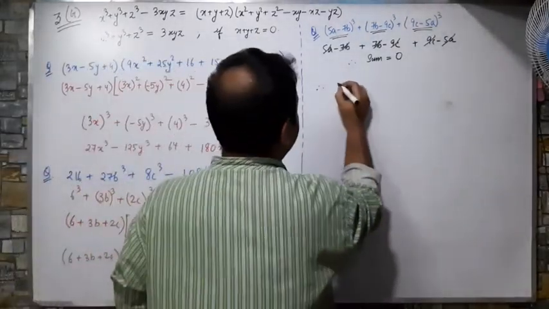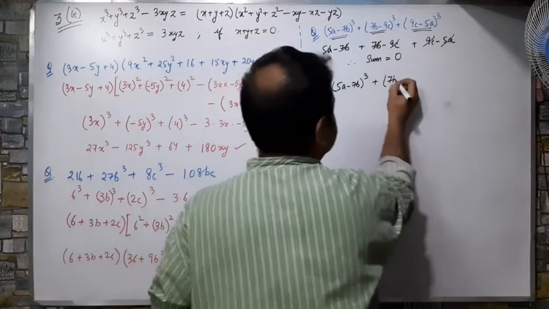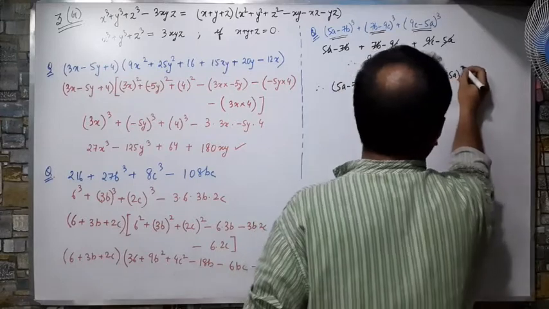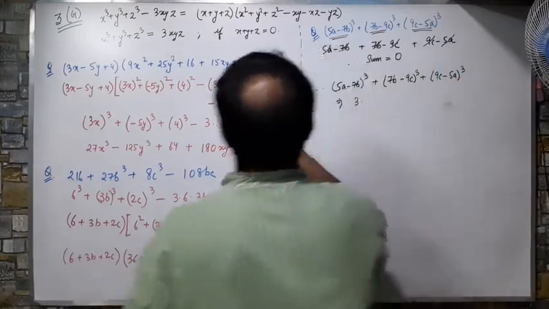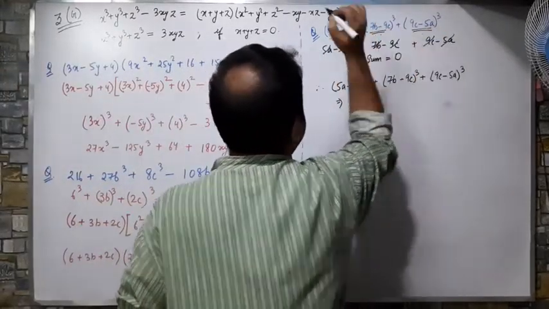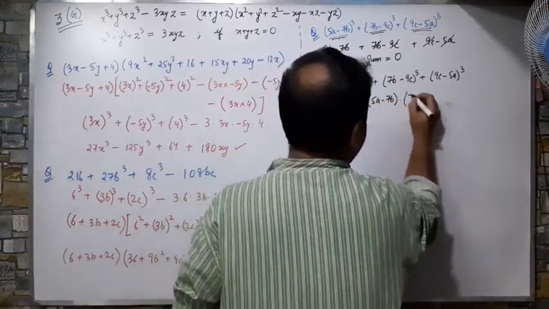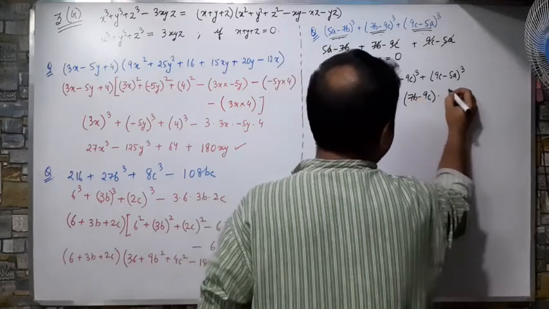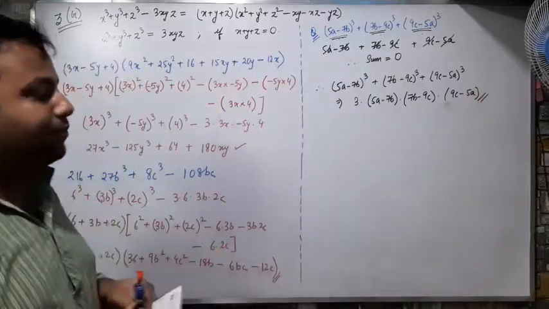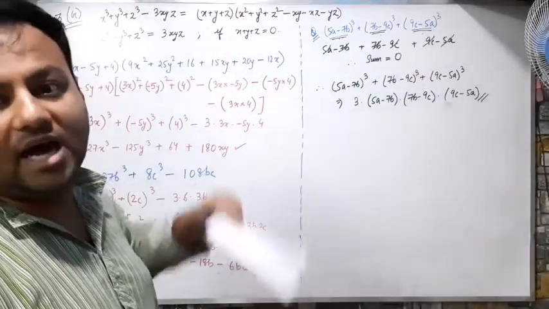So I will get 5a minus 7b whole cube plus 7b minus 9c whole cube plus 9c minus 5a whole cube as 3 into x, y, z, where this is the x part, this is the y part, and this is the z part. So 3 times 5a minus 7b into 7b minus 9c into 9c minus 5a. It is possible only because the sum of these terms was 0. If the sum was not 0, I couldn't have done this.